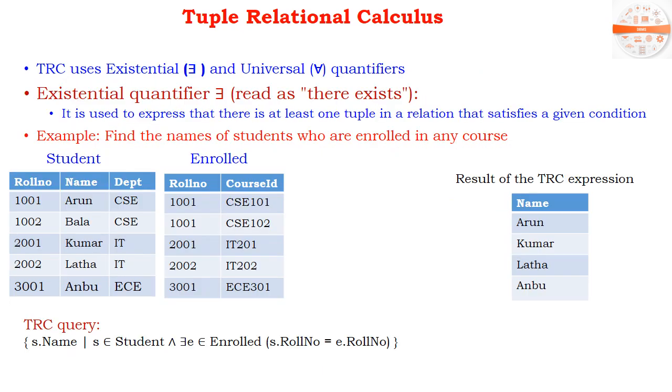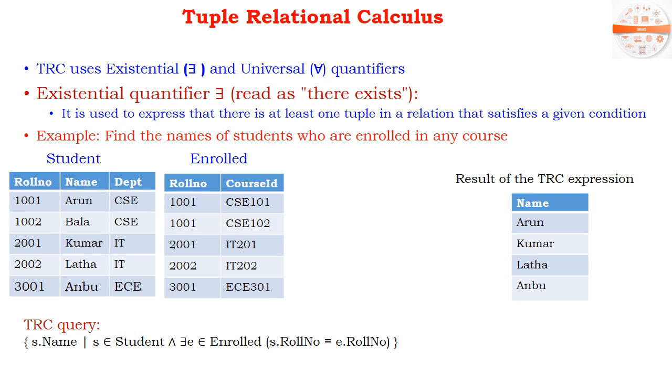The TRC uses the existential and universal quantifiers. We'll discuss them one by one. First, start with the existential quantifier. Its other name is exists. It is used to express that there is at least one tuple in the relation that satisfies the given conditions.